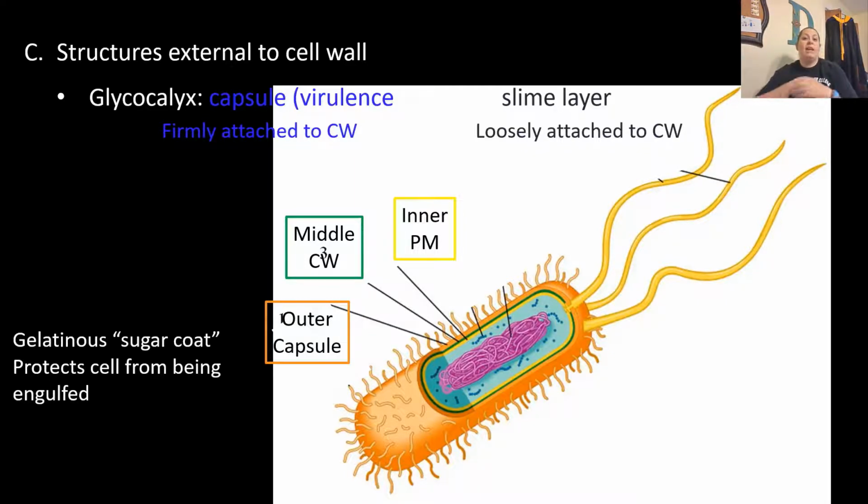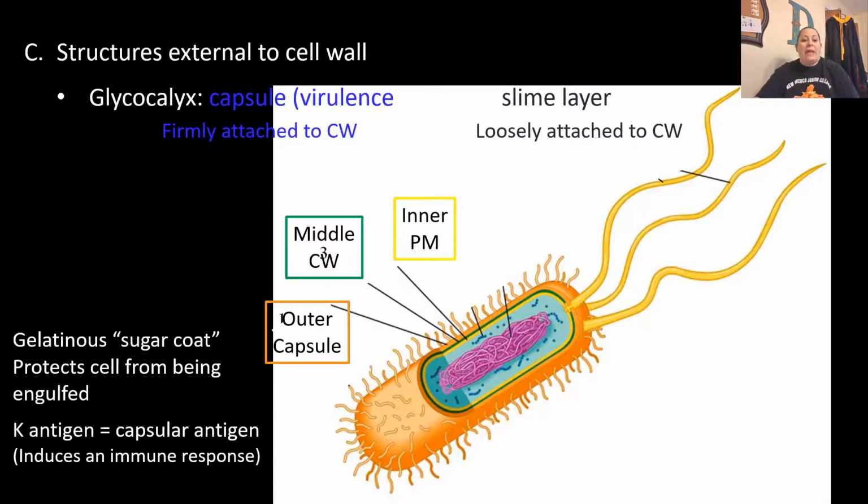Your immune system's maybe going to have a harder time holding on to it because of this gelatinous type of structure that's around the cell. An increased virulence factor means that it has an increased chance of making you sick. It has an increased chance of being pathogenic. Now, sometimes there's what we call a K antigen. The K antigen is a capsular antigen, and this actually induces an immune response in some cases.